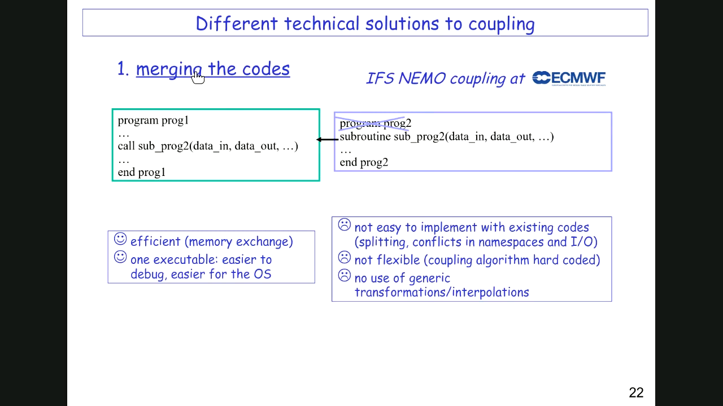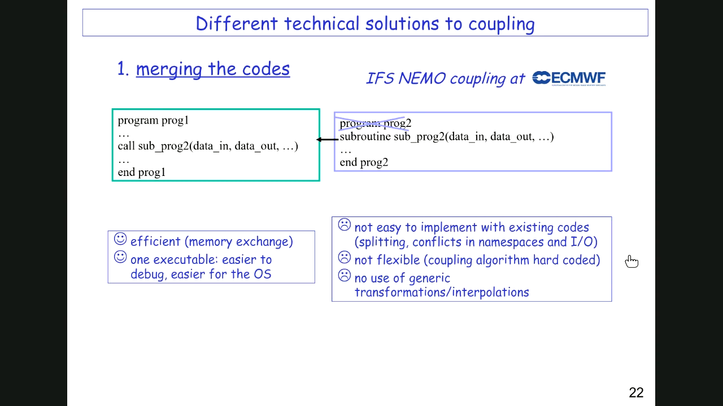So the first thing you can do if you want to couple your code is that you can just decide to change one of your original components that was running standalone. You turn this into a subroutine and you implement some arguments to receive the coupling fields and some arguments to make other coupling fields available. And you have the first component call the second component as a subroutine. So that's a very, let's say, direct way of doing coupling. You merge the code, and that's how the coupling is implemented at the European Center for Medium Range Weather Forecast between the IFS, the atmosphere model, and NEMO. NEMO is the ocean model, and within their system, it's called as a subroutine of the atmosphere.